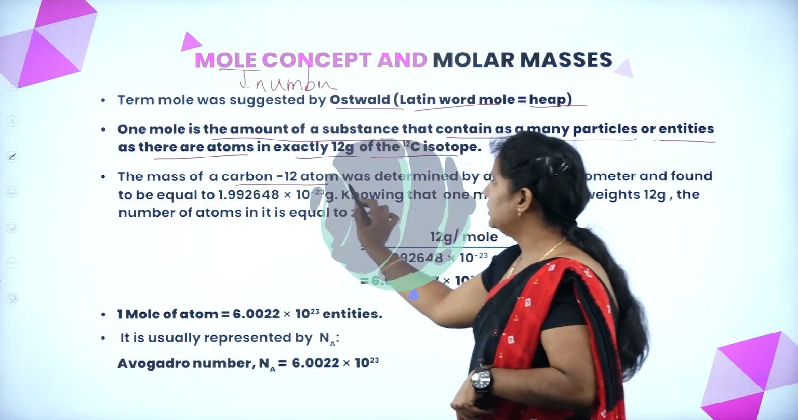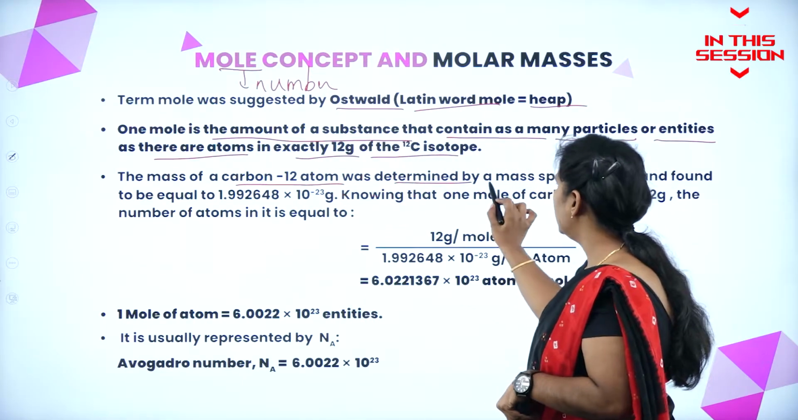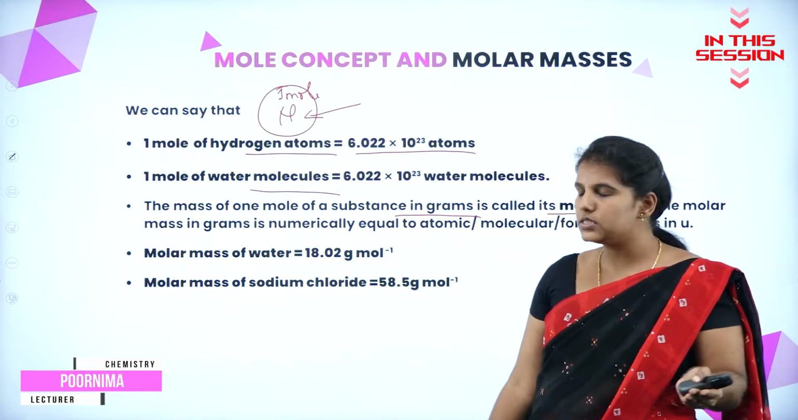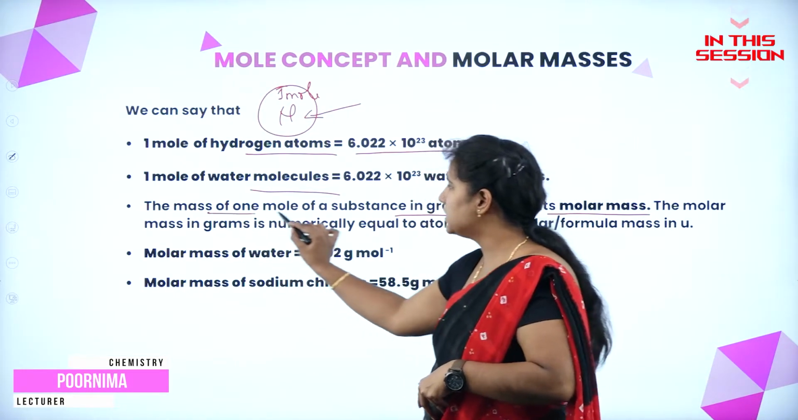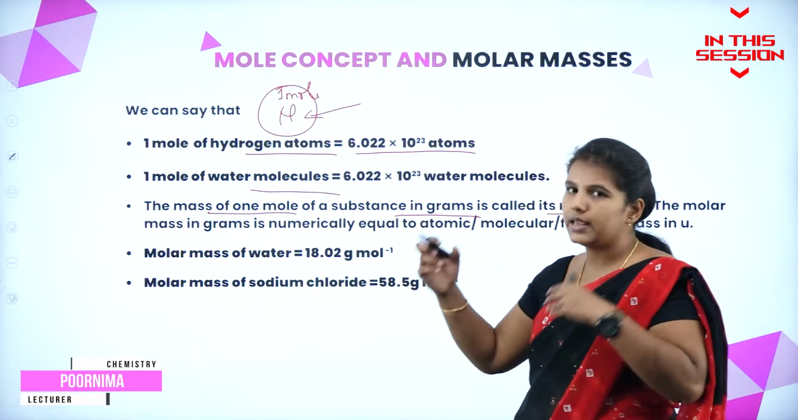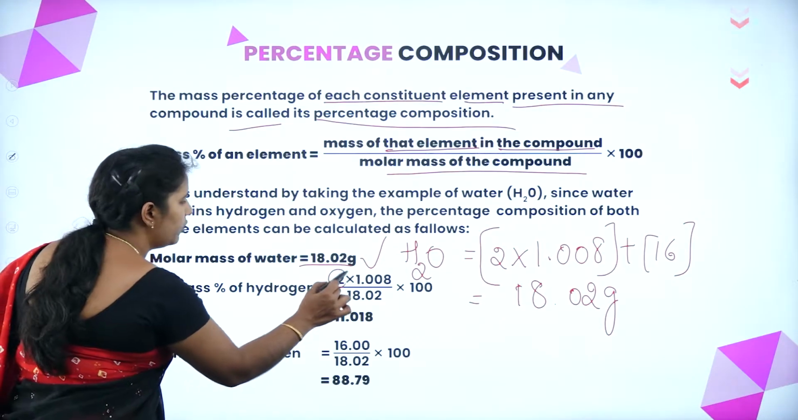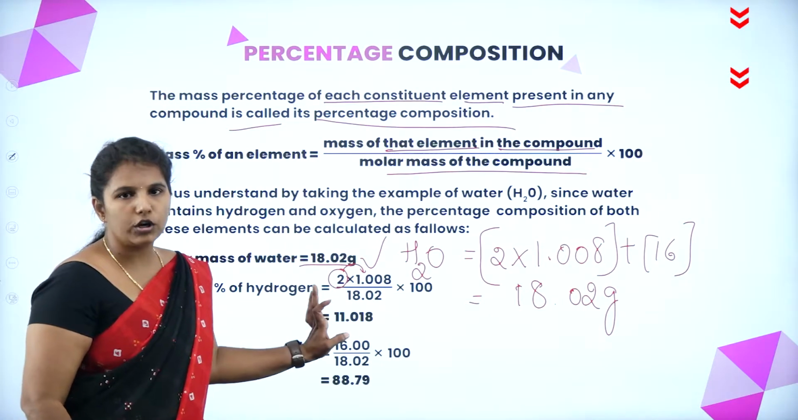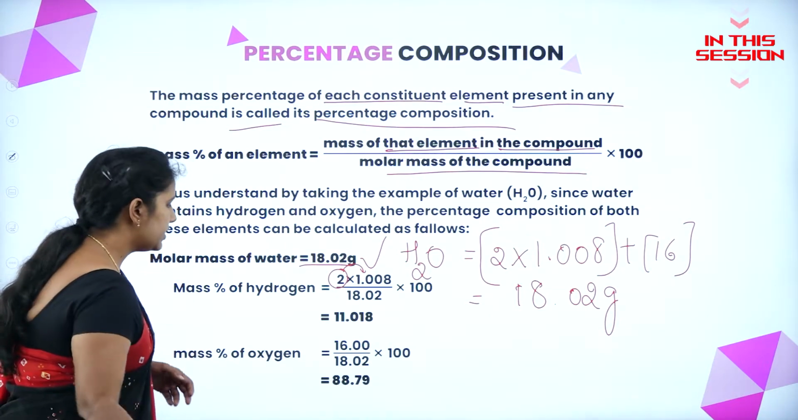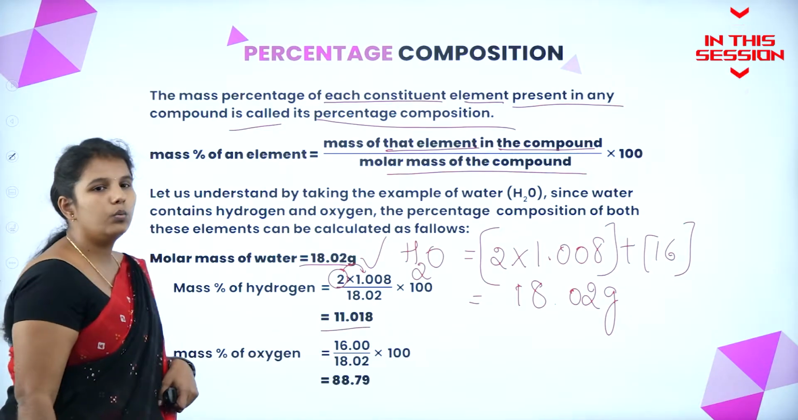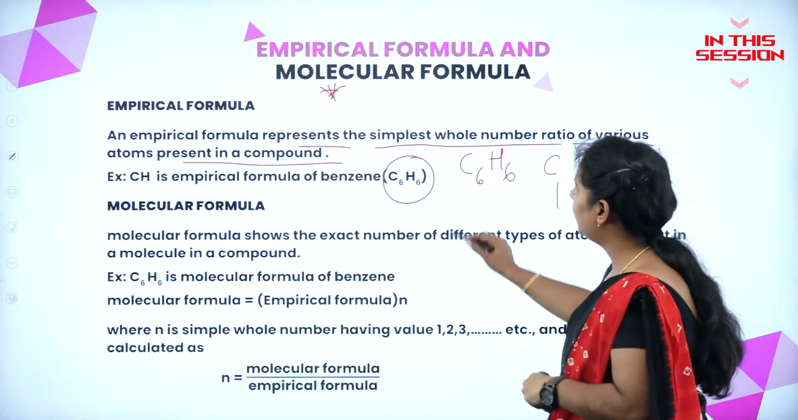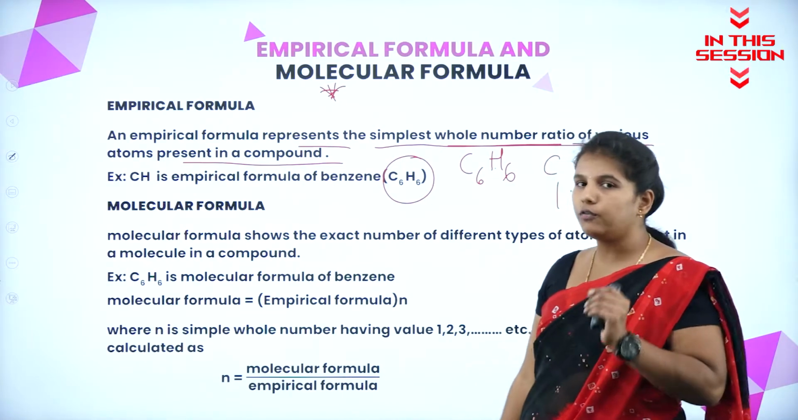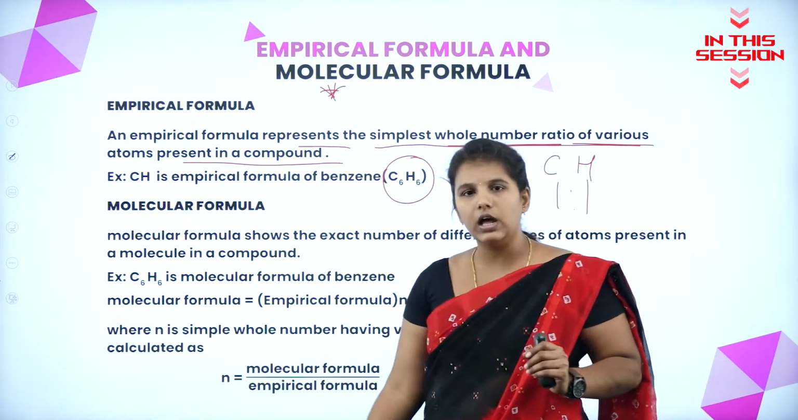The mass of the carbon-12 atom was determined by mass spectroscopy. So how to calculate the molar mass? It is nothing but the mass of 1 mole of a substance in grams. So 2 into the atomic mass of hydrogen divided by the molar mass of water into 100 gives 11.018. Remember, the empirical formula gives the idea about the whole number ratio of the atoms which are present in the compound.